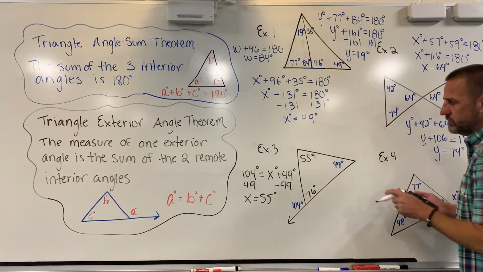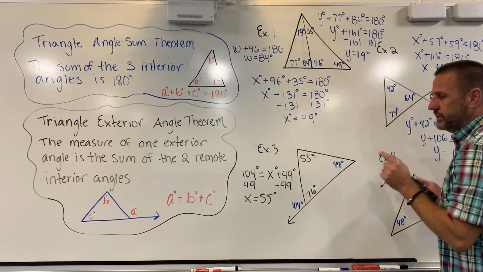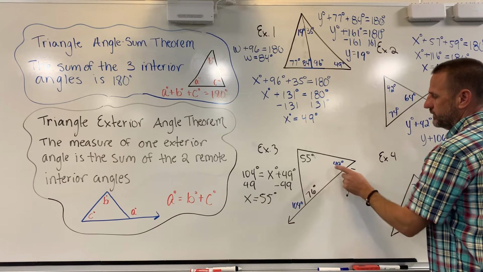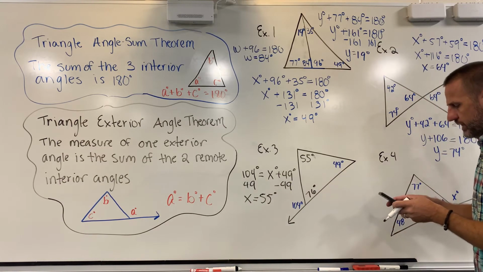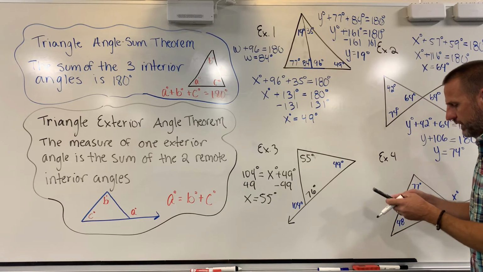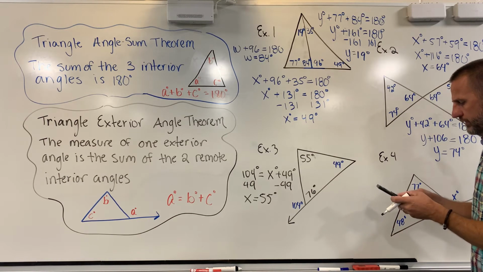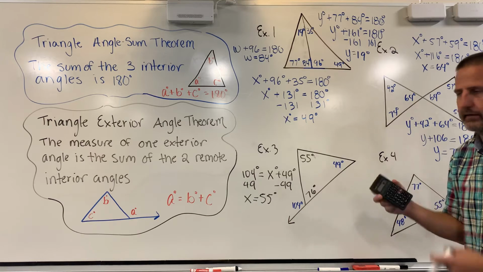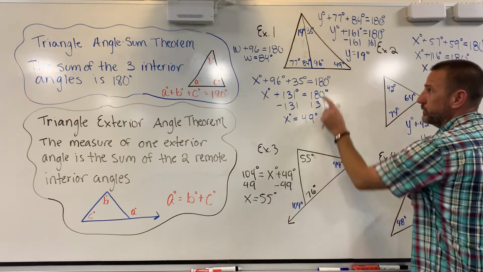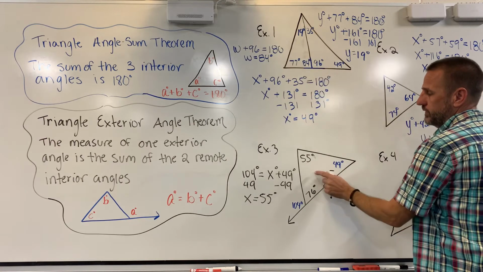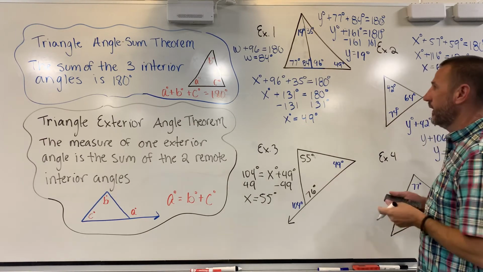Well, let's just double check our work then. Because if we did this correctly, 76, 49, and 55 should make 180. So let's try it out. 76 plus 49 plus 55 equals 180. It's a winner. We got it right. But we can double check because we can use this one to double check our work for this one.